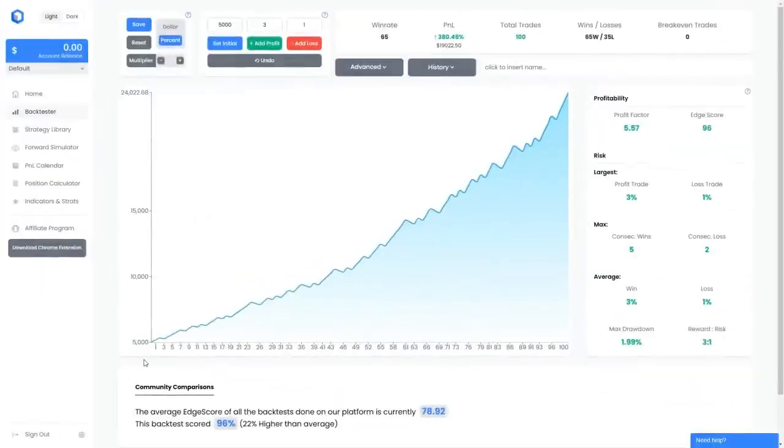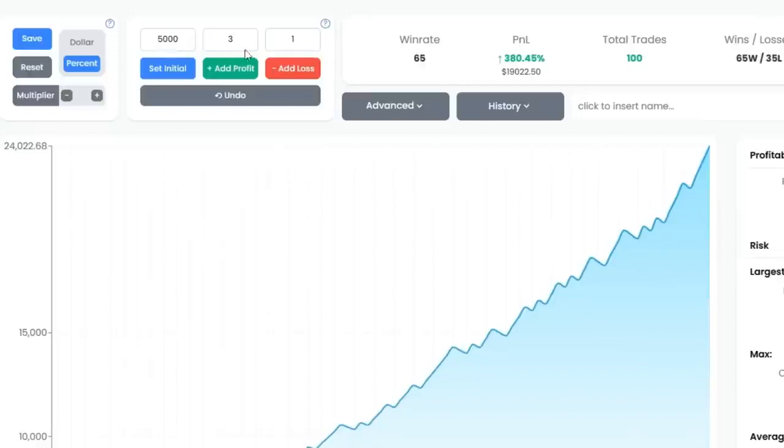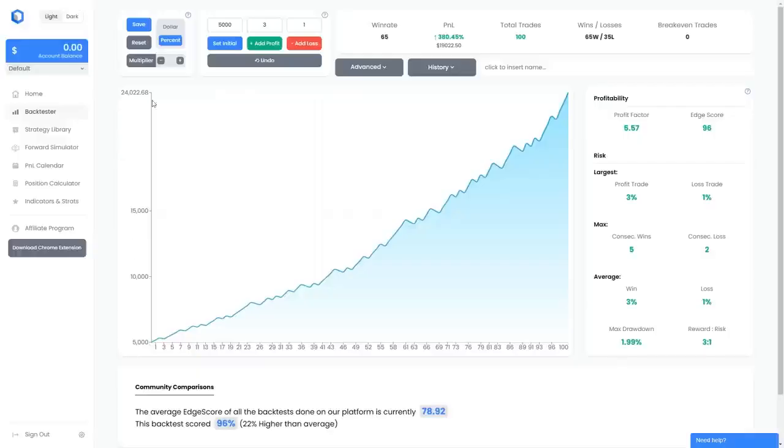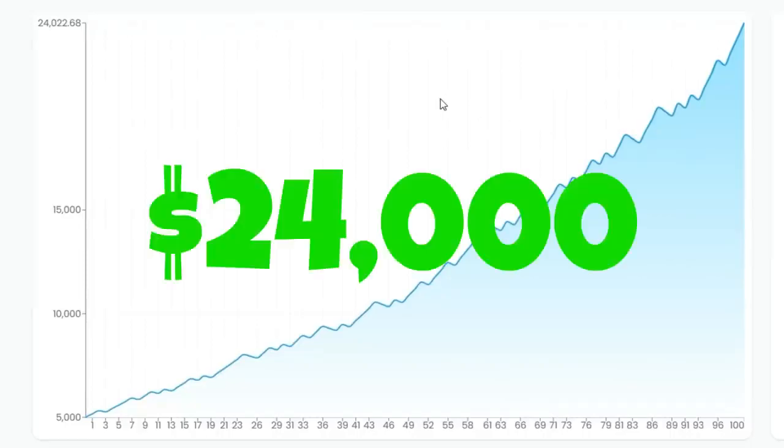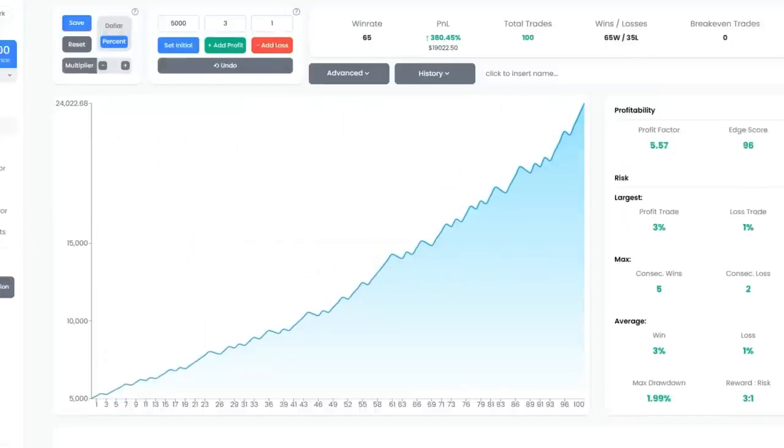Okay, so I have now back-tested this strategy and you can clearly see how impressive the results are. We went for a profit target of 3% and risked 1% per trade. We also started with a balance of $5,000 as that is the smallest prop firm funded account you can get with my Forex funds. But we managed to turn $5,000 into $24,000, which is absolutely crazy.